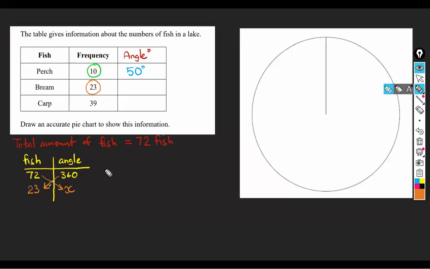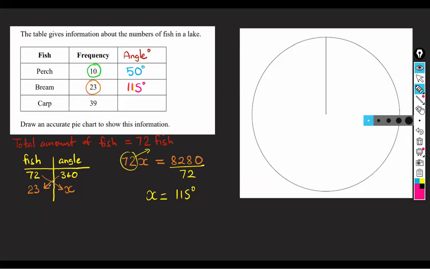So 72 by x, well, that's easy, is 72x, and 360 by 23. 360 multiplied by 23 is 8,280, right? 72 is a multiply. Throw it across, you get a divide. Let's see what we get for x here. I am getting 115 degrees. 115 degrees. Right. And the last one is the carp fish, right?